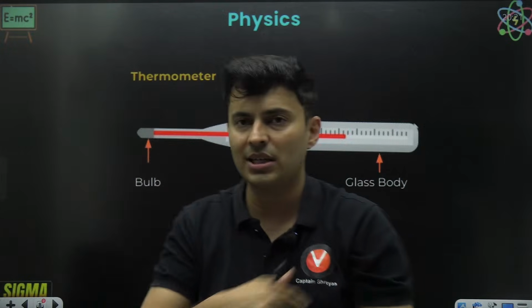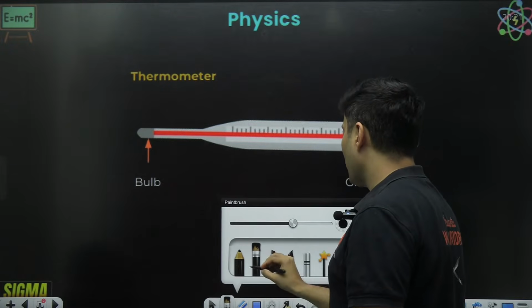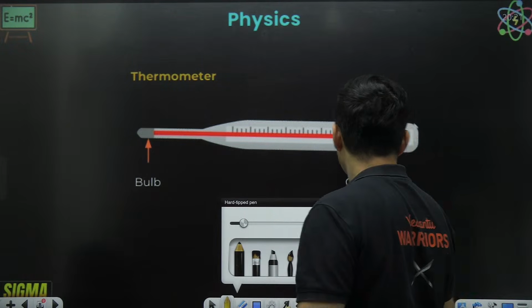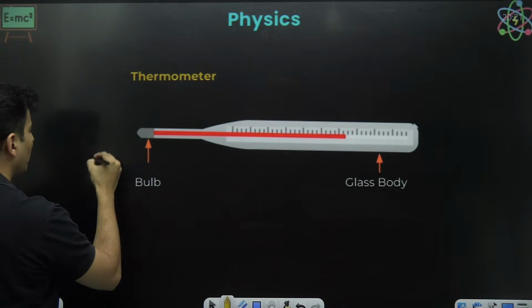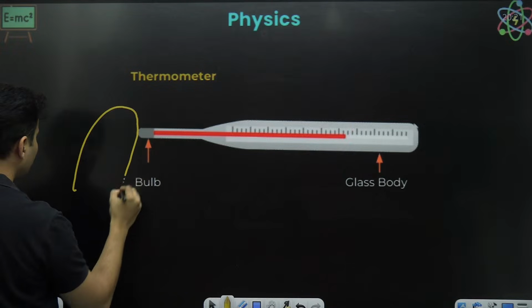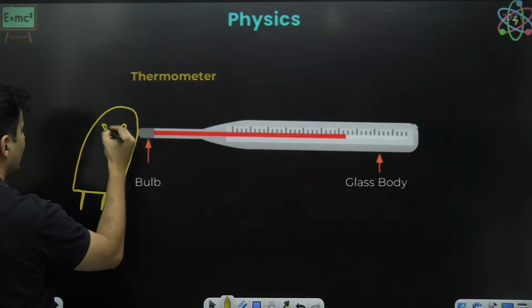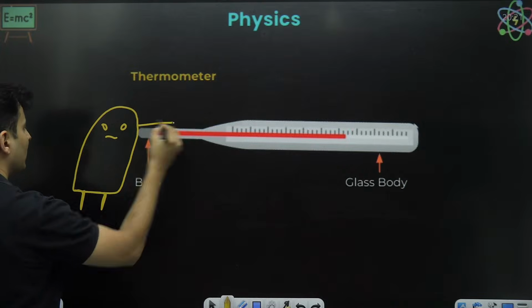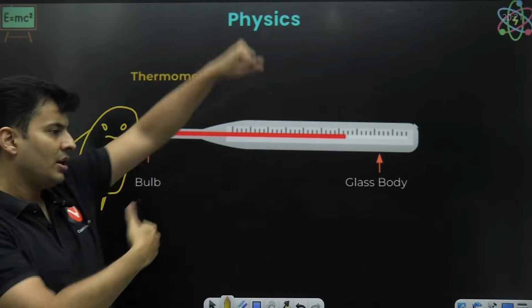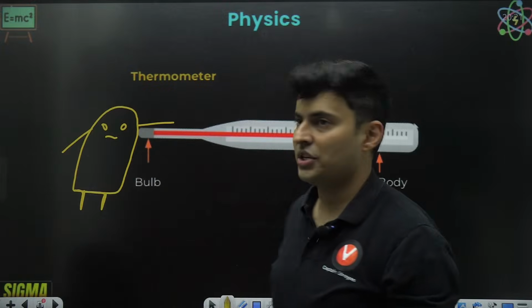to measure the temperature. Now imagine Pandu got fever. Okay, Pandu has got fever. So what are we going to do? We are going to touch the thermometer's bulb to Pandu. So this is our Pandu. Pandu is having fever. Pandu is very, very sad. So he is going to put the thermometer under his arm like this to measure the temperature.